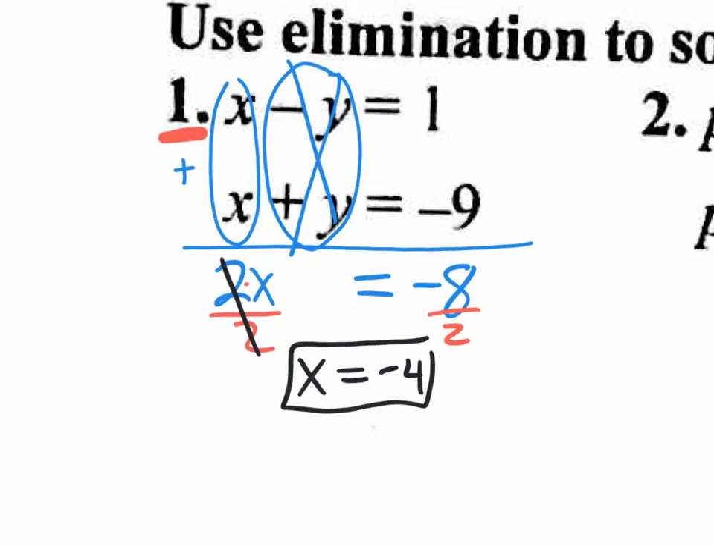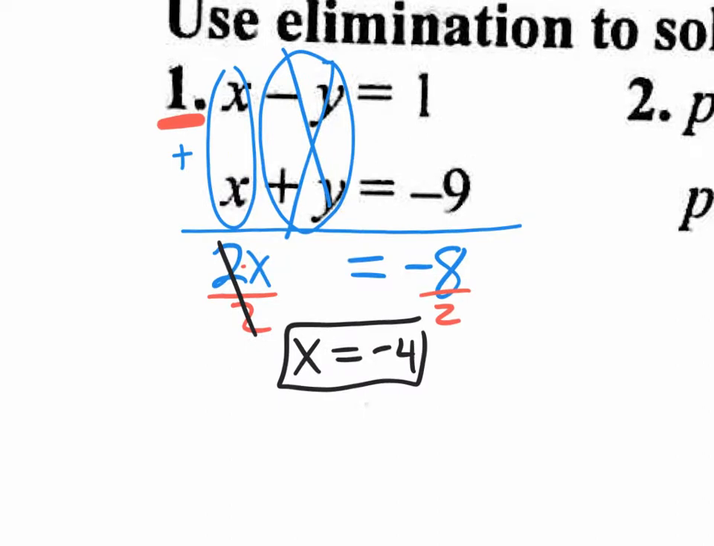All you have to do is plug it into any equation of the original, either the x minus y equals 1 or the x plus y equals negative 9. Isaac, pick one, the top one or the bottom one? Top one. Okay, so I'm going to go with the top. The top one says x minus y equals 1. So you're going to plug in negative 4. Instead of x, you're going to write negative 4 because x equals negative 4. So here's x, I put negative 4. Then I'm going to write minus y equals 1.